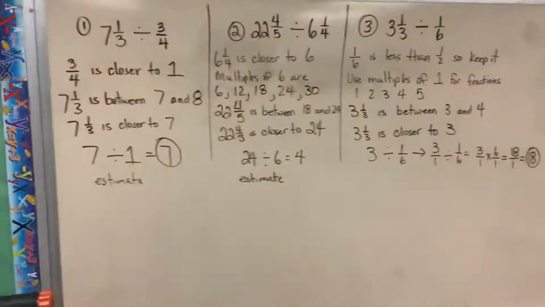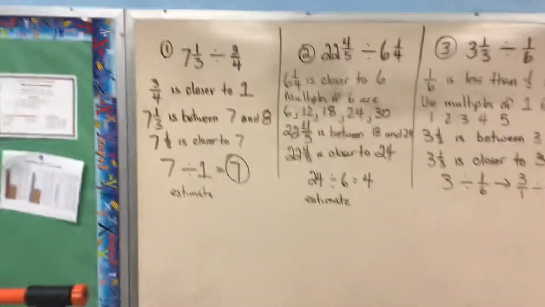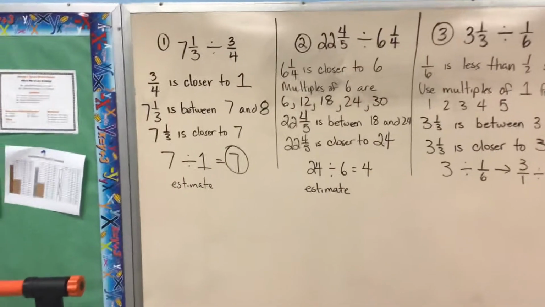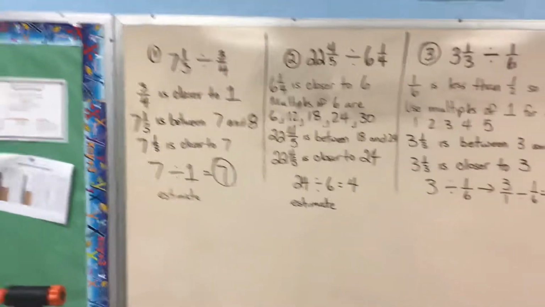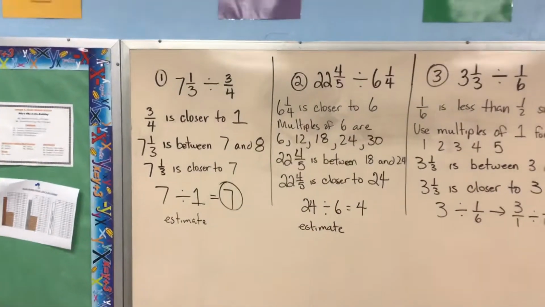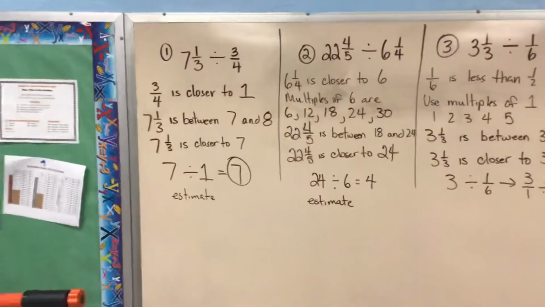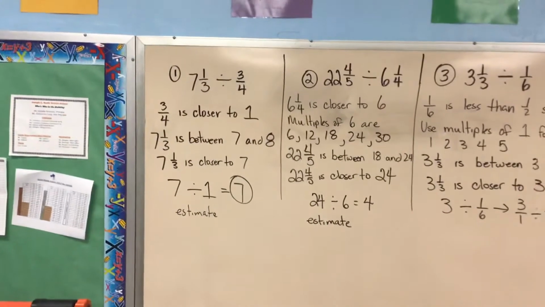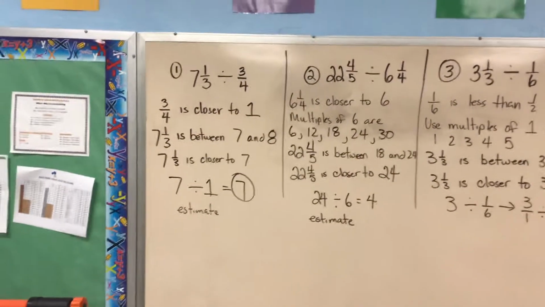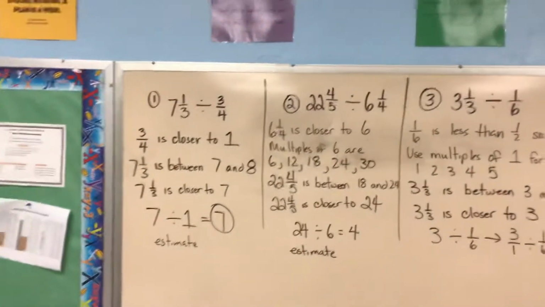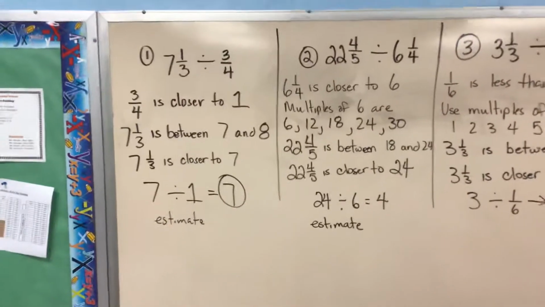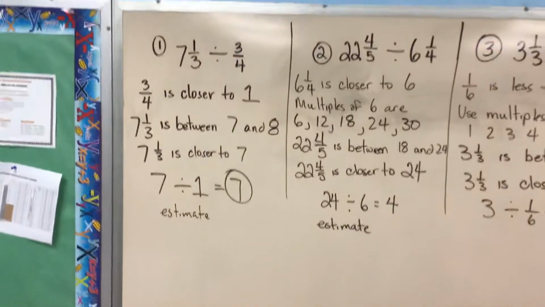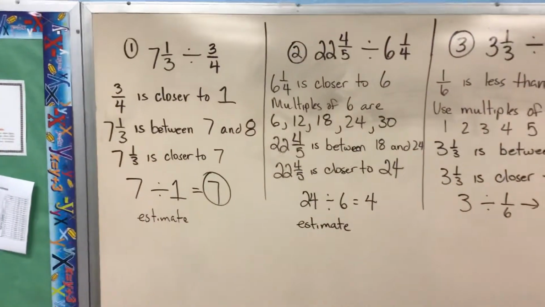It's pretty. Now, number 1, and remember, I'm not solving, I'm estimating. 7 1/3 divided by 3/4. 3/4 is closer to 1. I always round the divisor first. 7 1/3 is between 7 and 8 because since I'm using 1, multiples of 1 are just like counting by 1. 1, 2, 3, 4, 5, 6, 7, 8. So I know 7 1/3 is between 7 and 8.